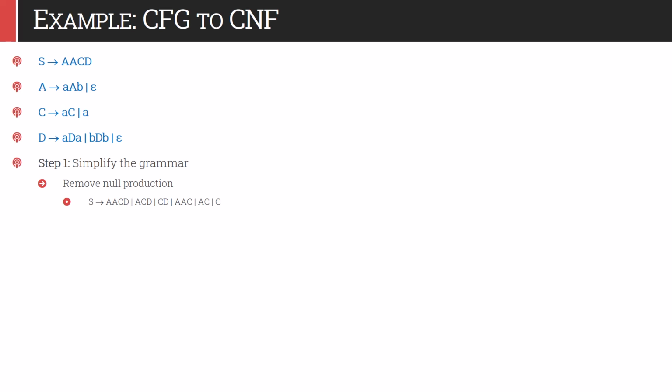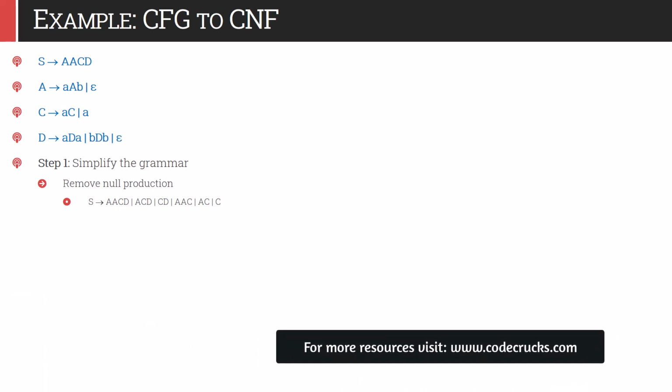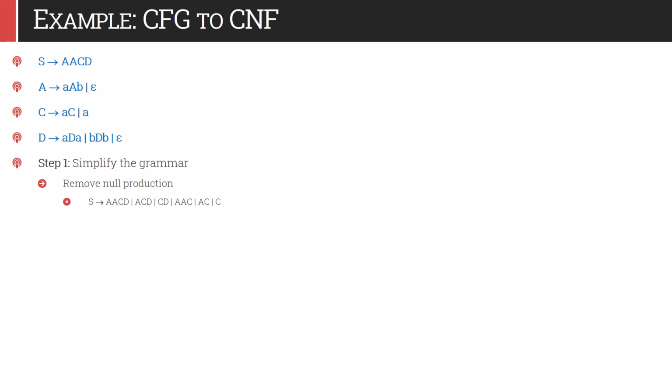So in the first production, S gives AACD. If we replace the first A by epsilon, then we will get ACD. If we replace both A by epsilon, we will get only CD. If we replace D by epsilon, we will get AAC. And if we replace both A and D with epsilon, then we will get only C. In the second production, A gives AAB, that will remain as it is. And then we have to replace that capital A by epsilon because A derives epsilon. So we will be left with only AB.